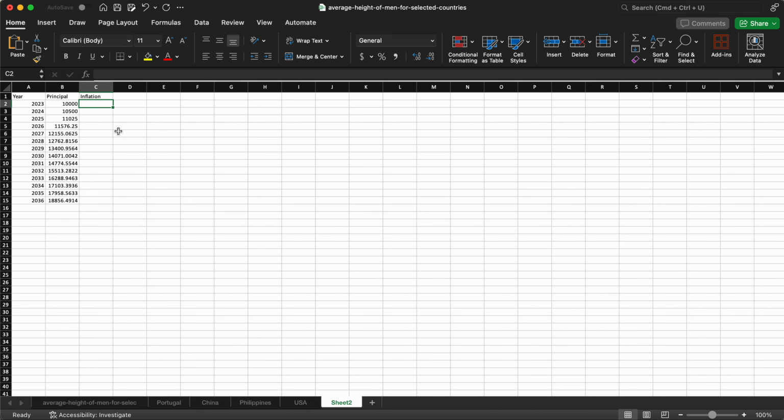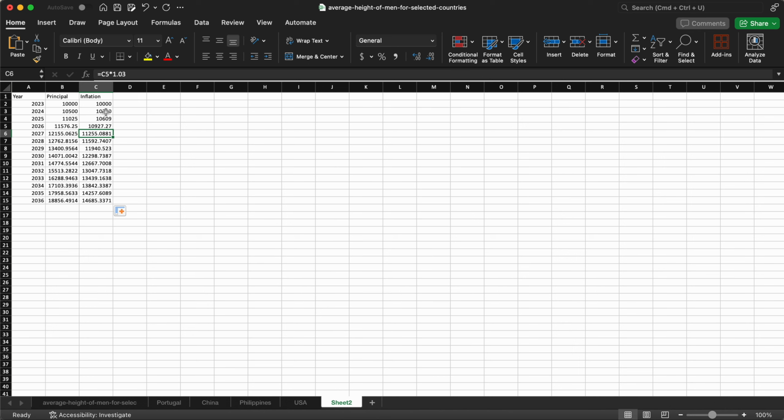So what we're going to do is type in 10,000, just like we did for principal. But to account for the rate of inflation, we're going to use a very similar formula, and it's given to you, which is C2 times, same as before, 1.03. And then we're going to copy that down. And you'll notice the cell below it goes C2 to C3, so it's always referencing the one above. And it does the same over here.